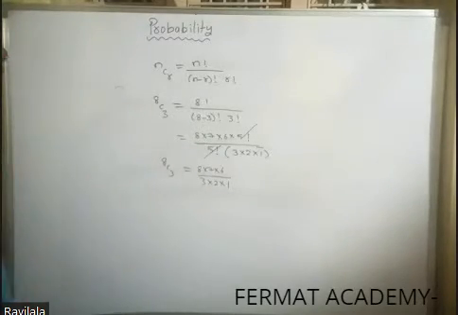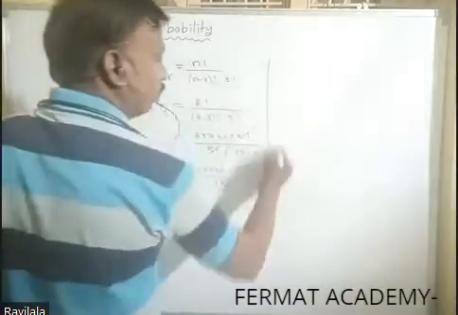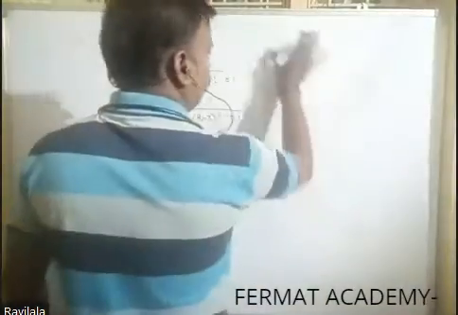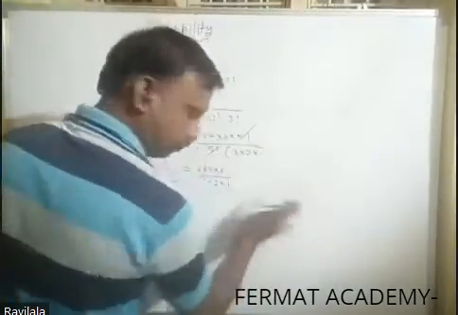In combination, we also have one formula: nCr plus nCr minus 1 is equal to n plus 1 Cr. Take a look at the formula once.